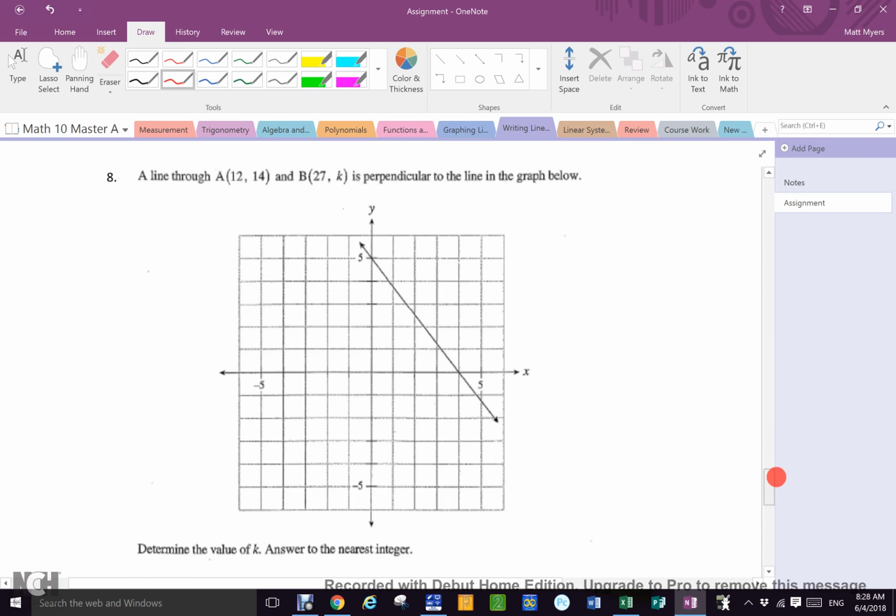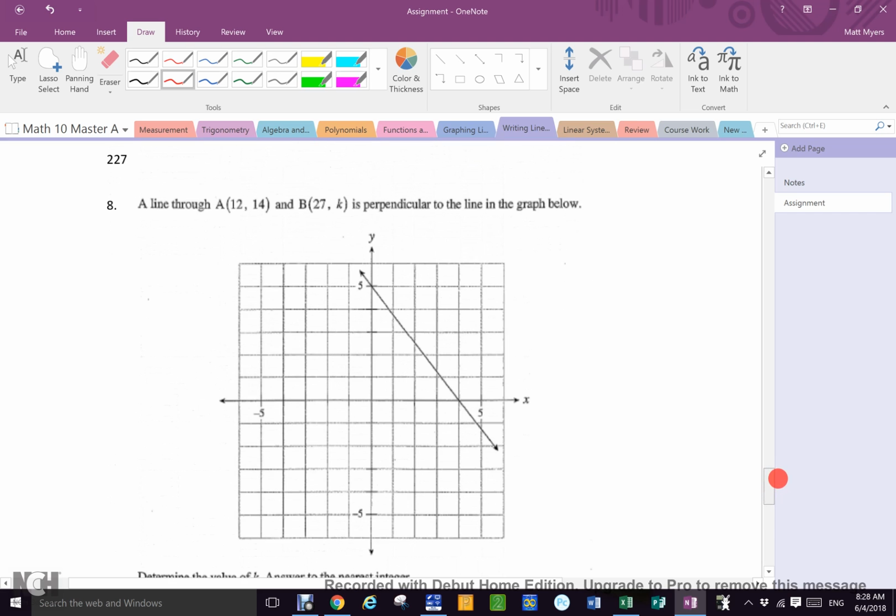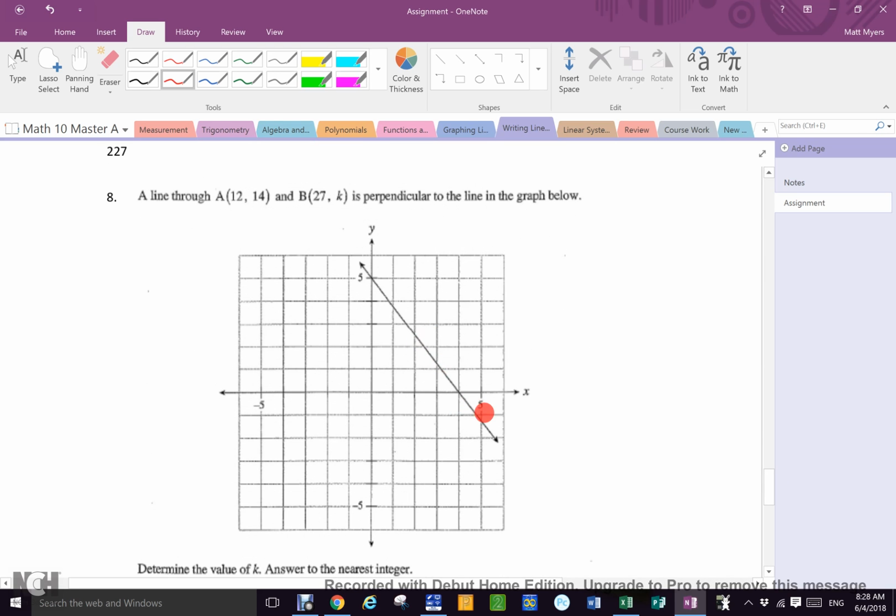I need to know what K is. It is perpendicular to this. This line, you need its slope. I would go from there to there, which is 1, 2, 3, 4, 5, over 1, 2, 3, 4. Up 5, negative 4. I need the perpendicular line, so it is 5/4.